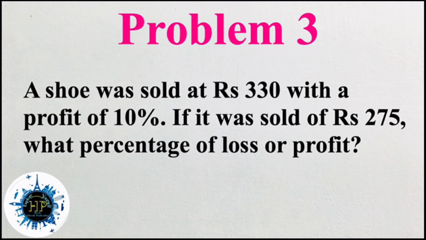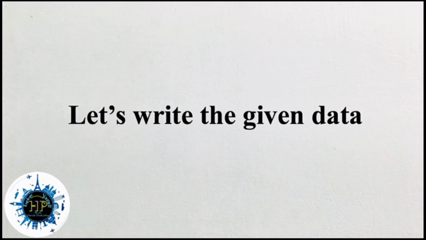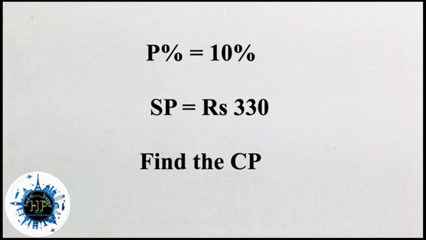That's the question. First we need to write the given data. Let us write the given data. That's the beginning part. The profit percentage is already given as 10% when we are selling at 330, that is, selling price is equal to 330 rupees and profit percentage is 10%. We need to find out the cost price, then it's very easy to find out other things.